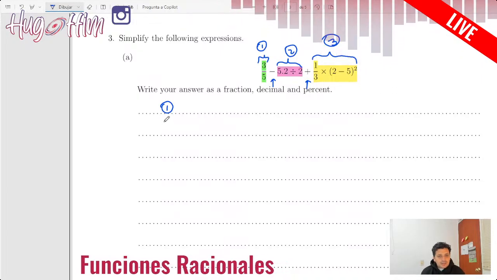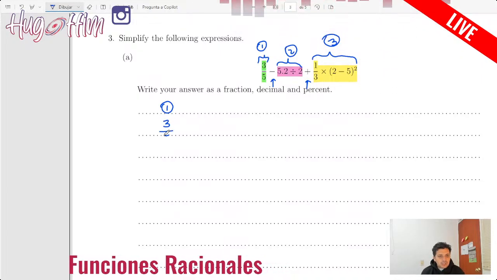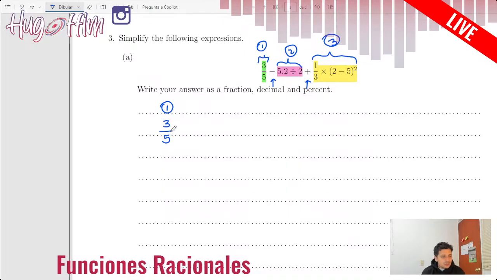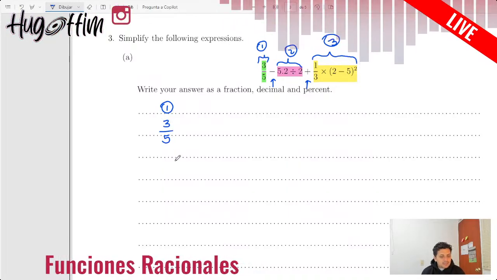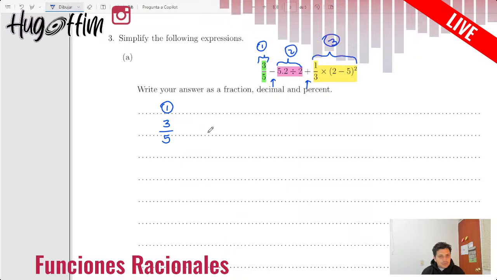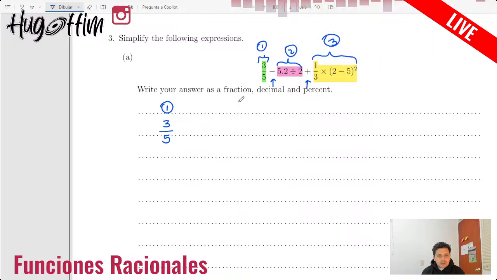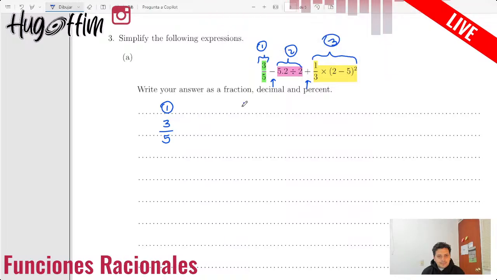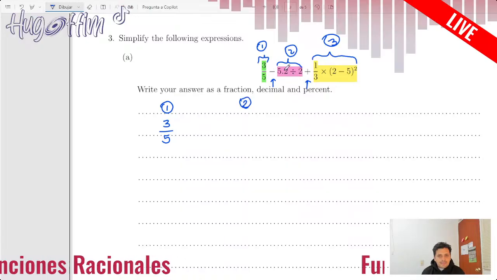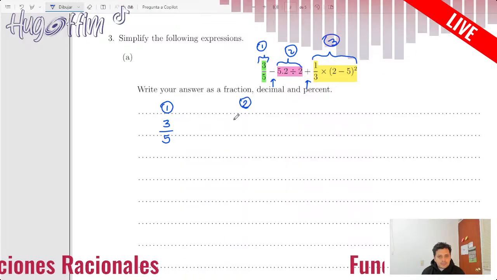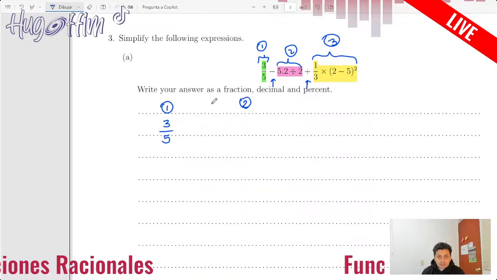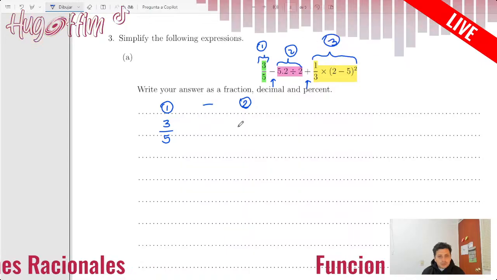Term number 1 is 3/5. So there's nothing much to do. I'm going to keep it as a fraction. Maybe later, if I need it as a percent or as a decimal, I'm going to convert it. But so far, I'm not going to do anything else. The second term is going to be 5.2 divided by 2. Remember that I'm subtracting these 2. So I need to perform 5.2 divided by 2.